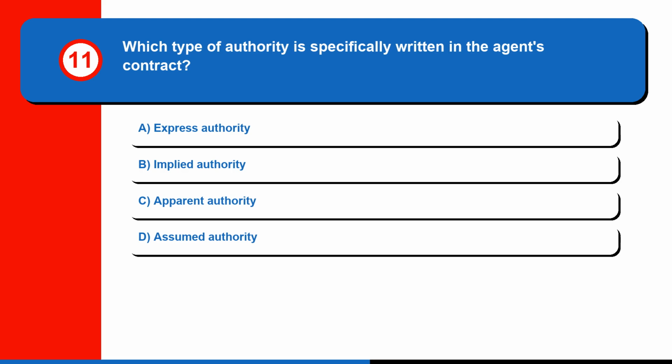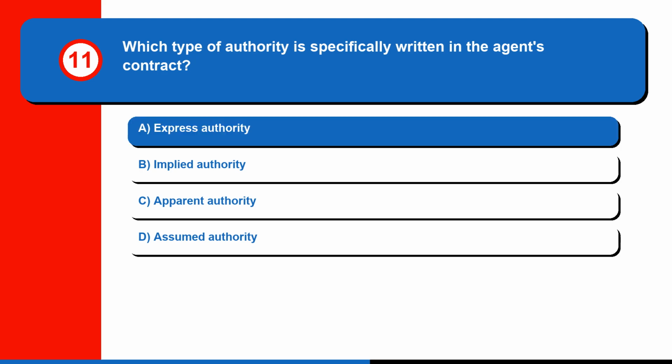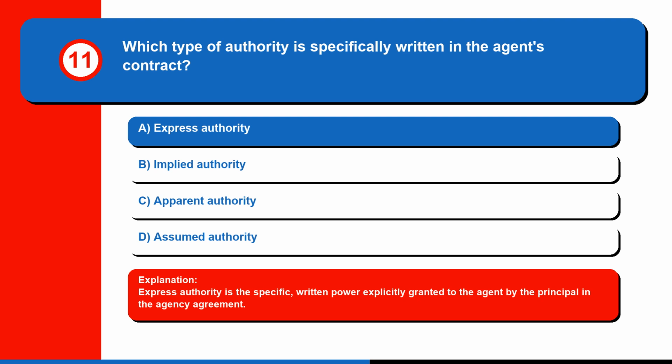Question 11. Which type of authority is specifically written in the agent's contract? A. Express authority, B. Implied authority, C. Apparent authority, or D. Assumed authority. The correct answer is A. Express authority. Express authority is the specific, written power explicitly granted to the agent by the principal in the agency agreement.